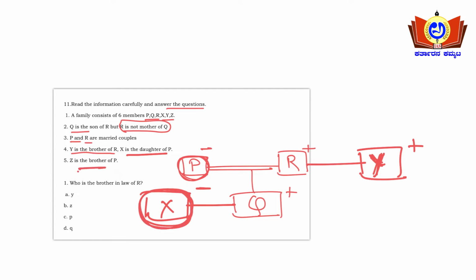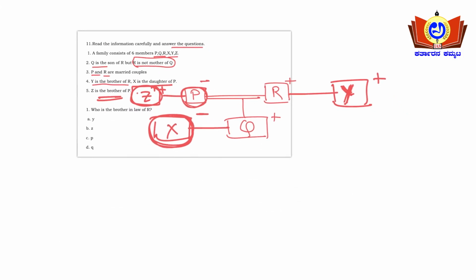Z is the brother of P here. So Z is the brother of P means this Z will be plus here. Z is the brother of P. This is the family tree I got here.